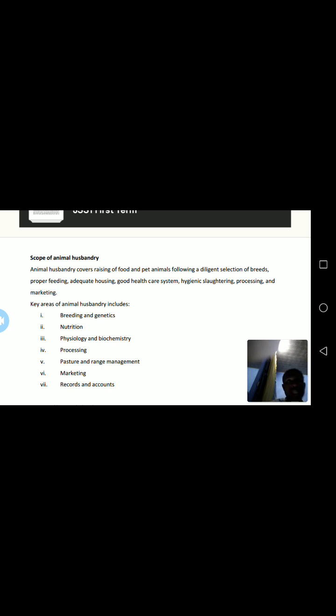All right. Now look at key areas of animal husbandry. The key areas of animal husbandry include, number one, breeding and genetics. Breeding and genetics, all right, that is multiplying a particular species, especially a good one. So with that they carry out natural breeding and artificial breeding, where you try to breed the best breed in order to have them in more numbers.